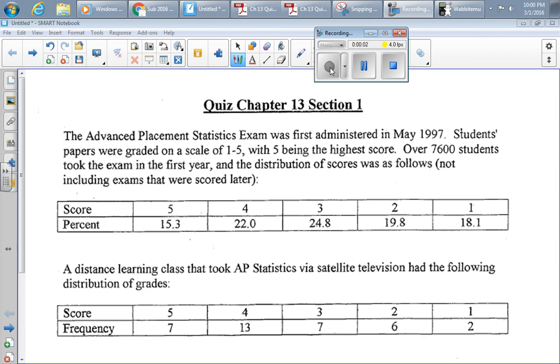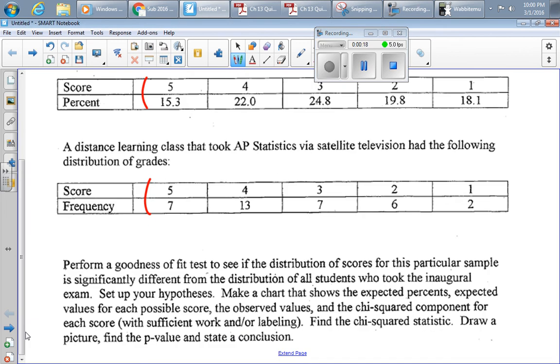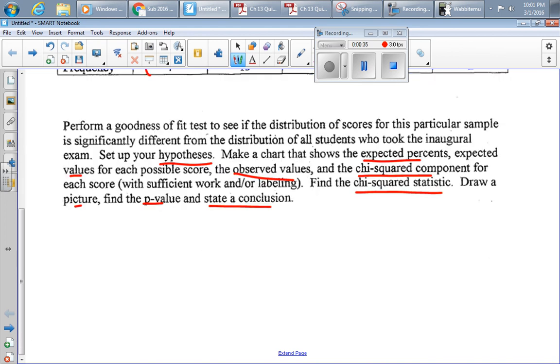So it says the advanced placement exam was first administered in 1997. More than 7,600 students got these scores. Distance learning students who took the AP Stat class got this distribution of scores and were asked to perform a goodness of fit test along with hypotheses, expected percents, expected values, observed values, chi-squared component, chi-squared statistic, a picture, p-value, state the conclusion, the whole works. The whole works.